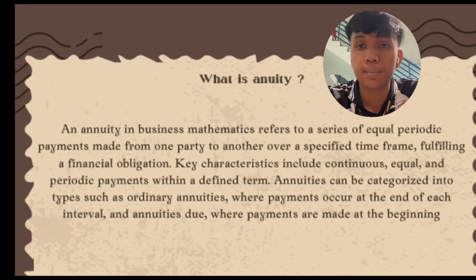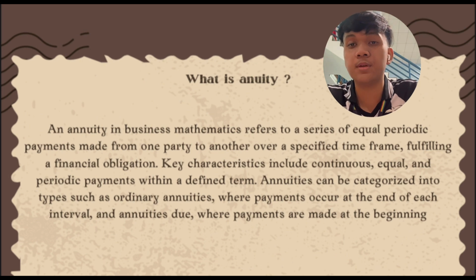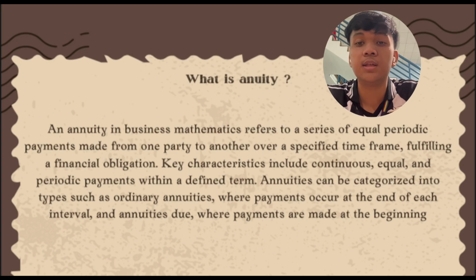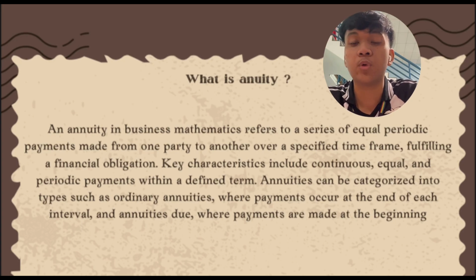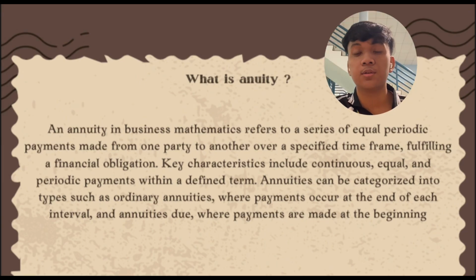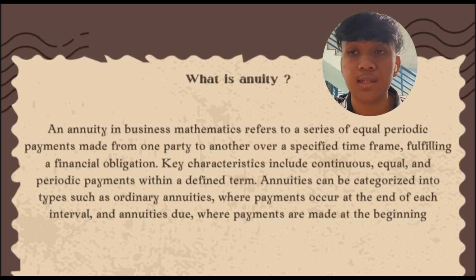And we will get the answer 636.33. So we will go through chapter 4 of business mathematics, which is annuity. An annuity in business mathematics refers to a series of equal periodic payments made from one party to another over a specified time frame, fulfilling a financial obligation. Key characteristics include continuous, equal, and periodic payments within a defined term. Annuities can be categorized into types such as ordinary annuities, where payments occur at the end of the interval, and annuities due, where payments are made at the beginning.